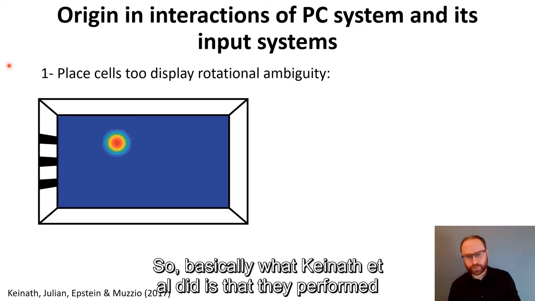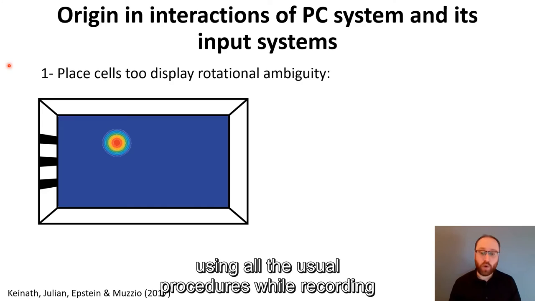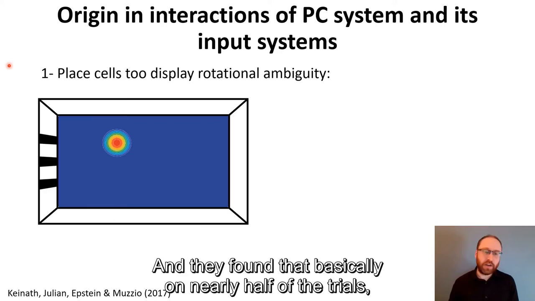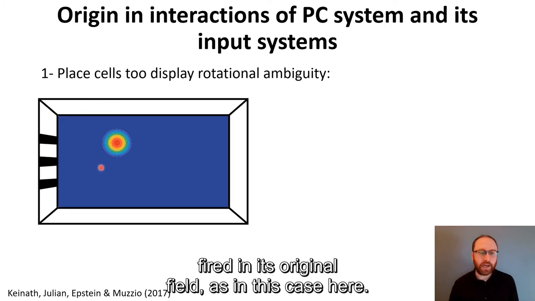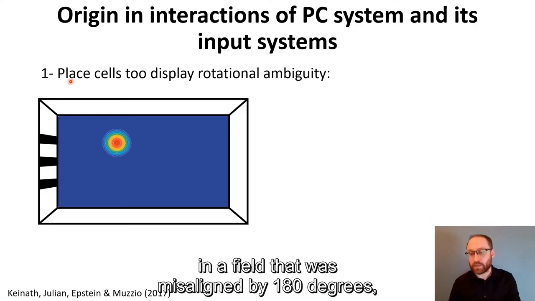So basically what Keinath et al did is that they performed a classic full-on reorientation experiment using all the usual procedures while recording from place cells in the subject's brain. And they found that on nearly half of the trials, the subject's place cell fired in its original field, as in this case here. But on the remaining trials, the same place cell fired in a field that was misaligned by 180 degrees, as in this case here.